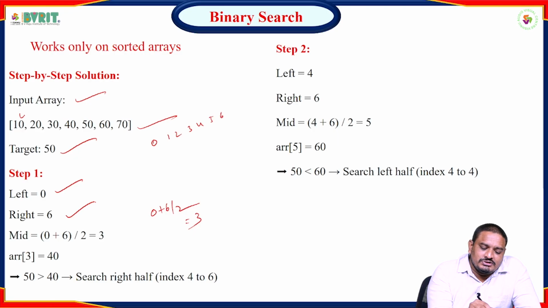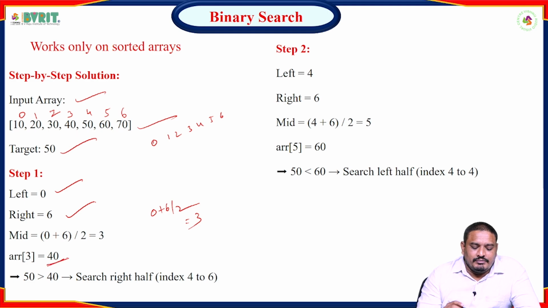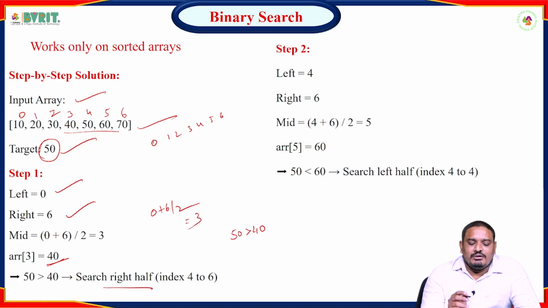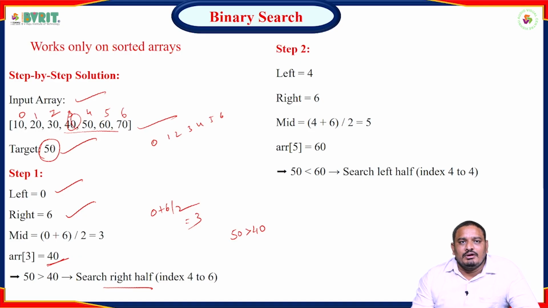Now, the 0th position is 10, the 1st position is 20, the 2nd position is 30, the 3rd is 40, then 4, 5, 6. The array of 3 is the 40 element. Our target is 50. The 50 is greater than 40, so we can search the right half. The 40 element is available in the left of the right half.